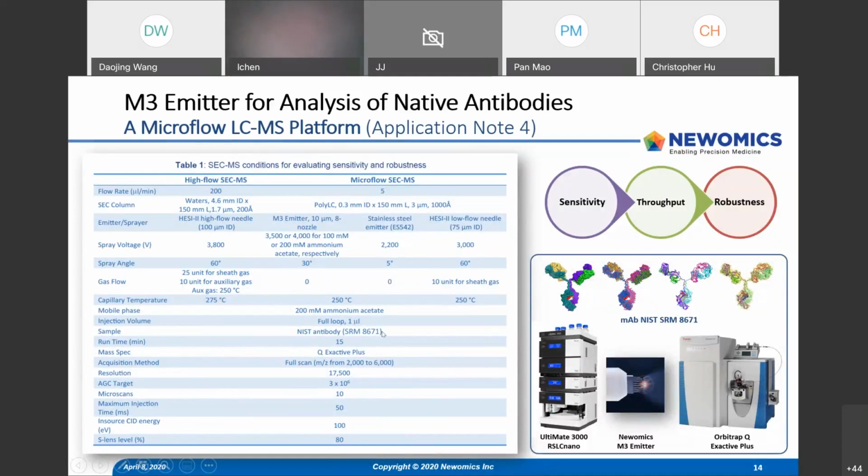We can tell in terms of robustness and sensitivity, this is a multi-way comparison. For other characteristics of the experiments, you can go to our application note 4 to find the detailed information.